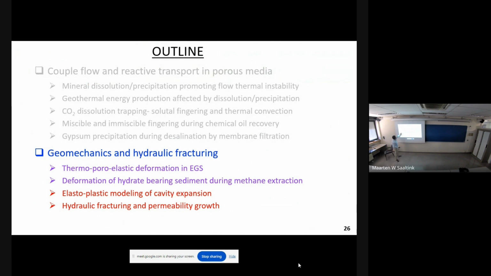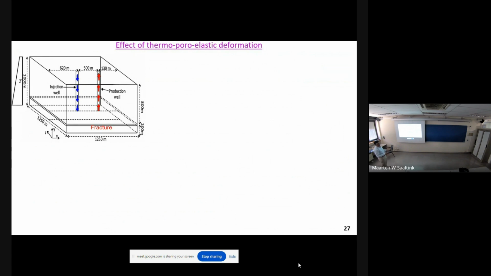So geomechanics, I started from let's say 2013. First thing I did was with the EGS, then slowly moving to much more involved systems. I'll present some of them briefly. When there's fluid injection at high pressure, then reservoir cooling because of energy extraction, the thermoporoelastic deformation happens.